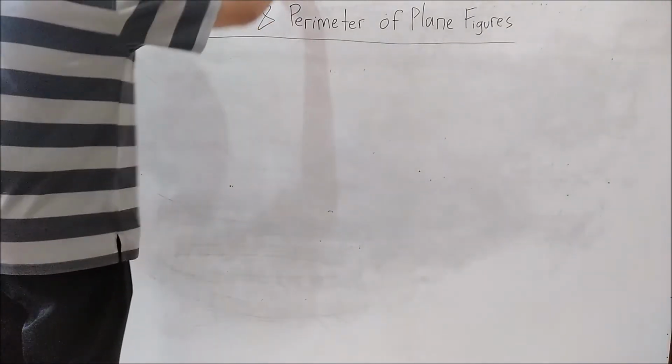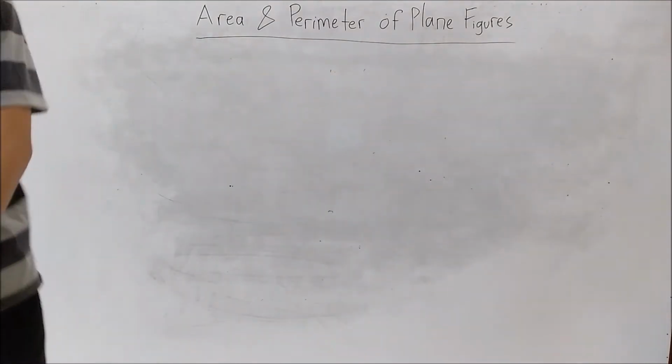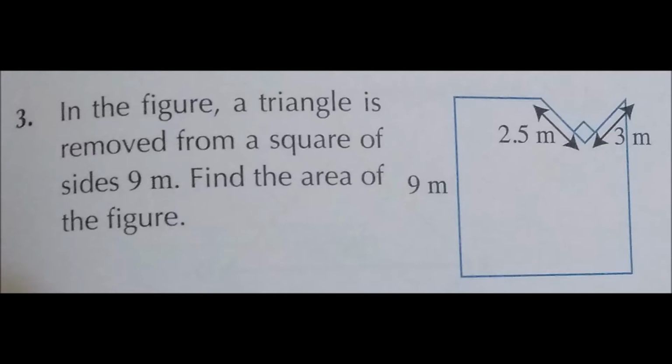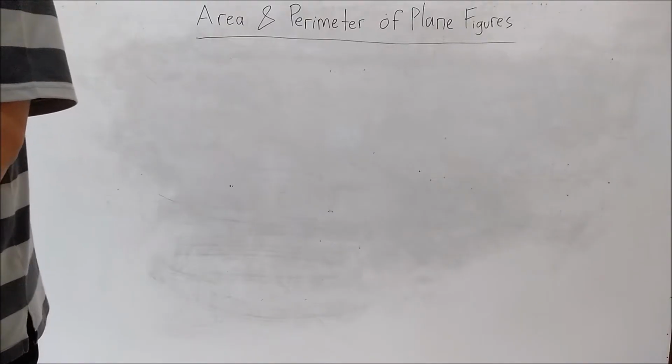Let's go to number 3. I will read the question for you. Number 3, in the figure, a triangle is removed from a square of sides 9 meters. Find the area of the figure.